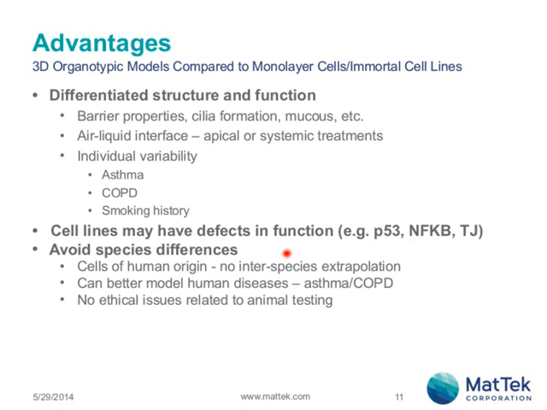A lot of people do use cells from some rats or dogs or other species. But with cells of human origin, there's no interspecies extrapolation needed. Of course, we can also better model human diseases such as asthma, COPD, smoking history, and also there are no ethical issues related to animal testing.